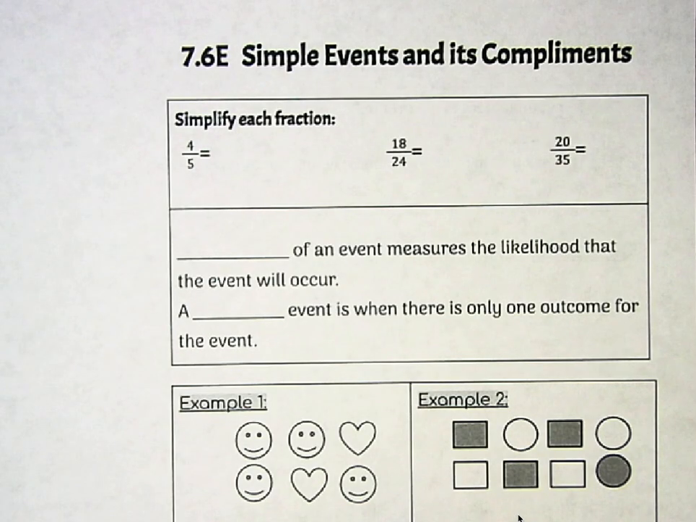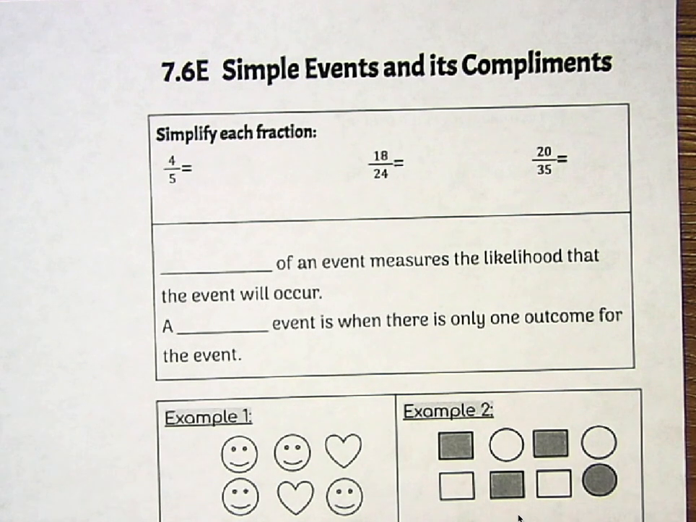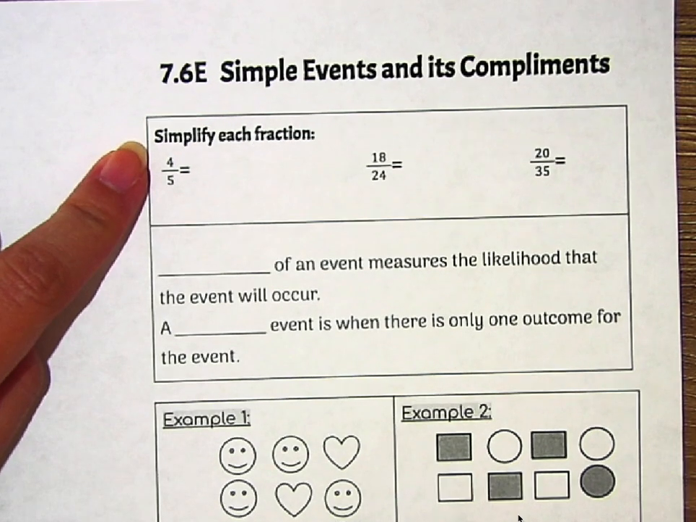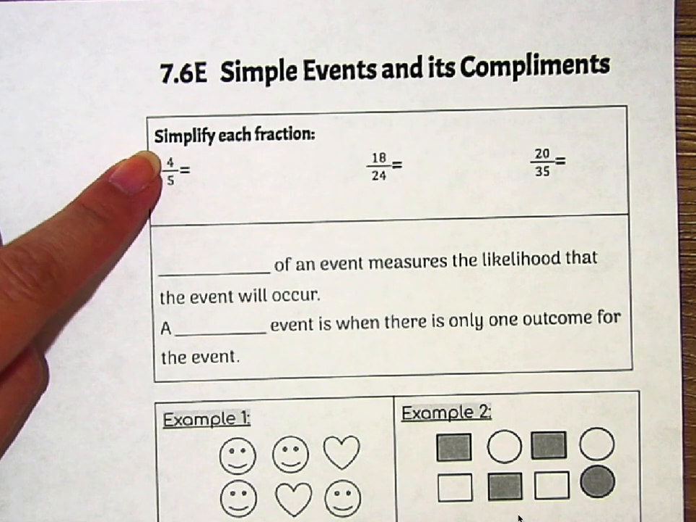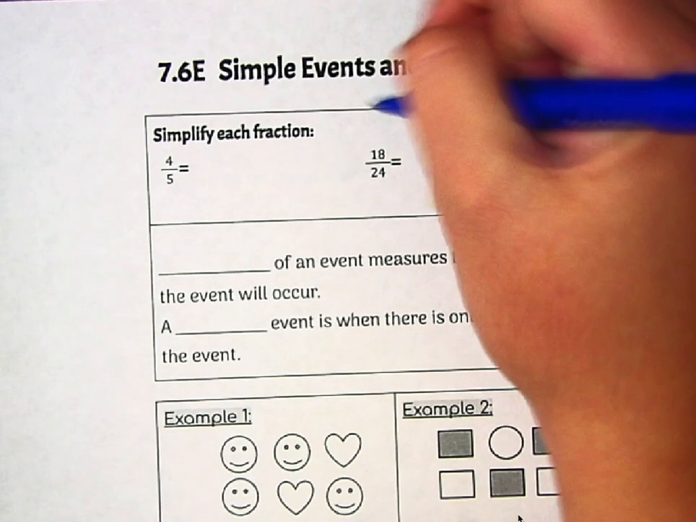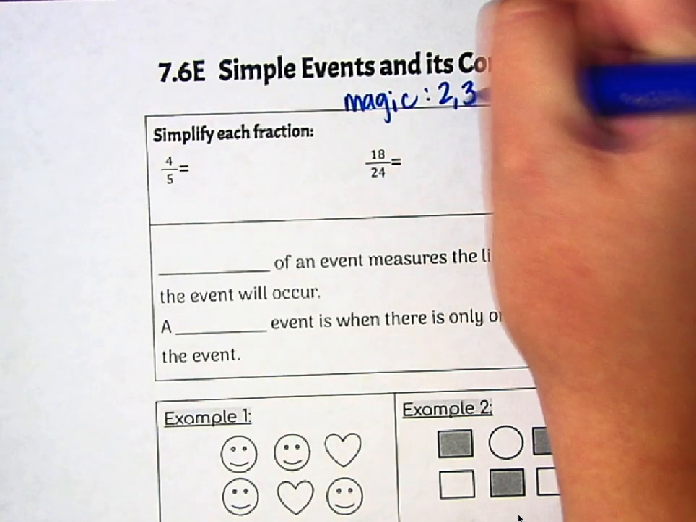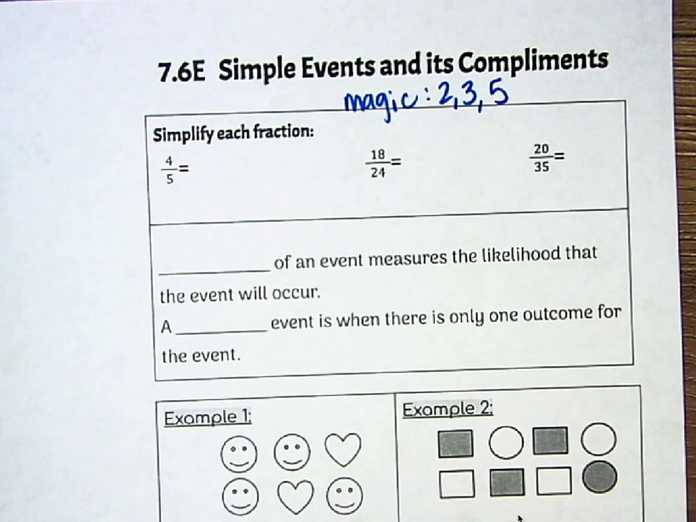Alright, so today's notes are simple events and its complement. Okay, this is probability. So this is probably the easiest part of probability. First, we need to be able to simplify each fraction. We did this before. So let's just go ahead. Remember, our magic numbers are 2, 3, and 5. See if you can divide the top and bottom number by either 2, 3, or 5.